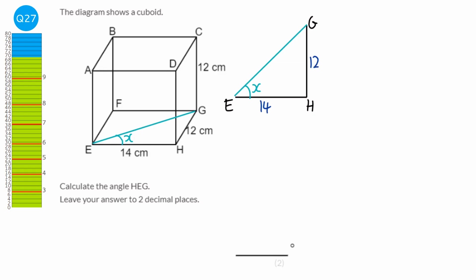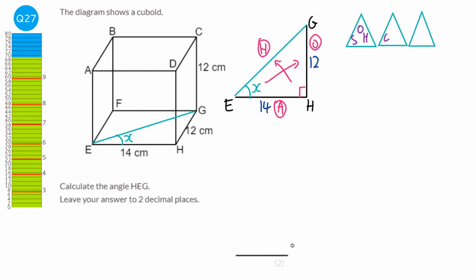And so what we're going to do is obviously use trigonometry because we've got a right angle triangle here. So the first step is to label the sides. So hypotenuse is opposite the right angle, opposite is opposite the marked angle, and adjacent is between the right angle and the marked angle. And next I'm going to put my triangles in, and those are going to be SOH, CAH, TOA.